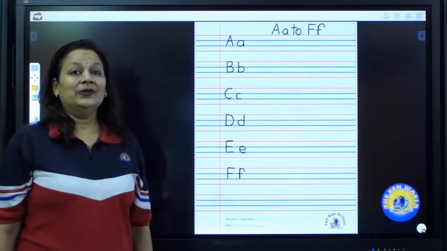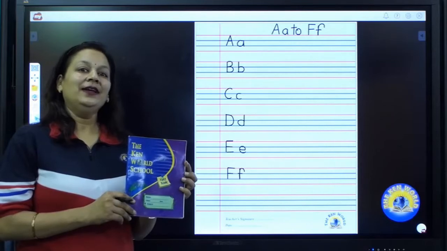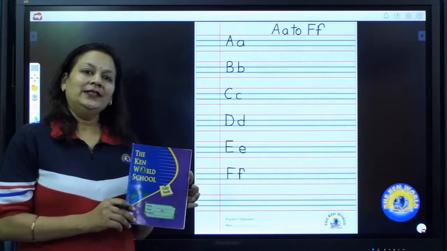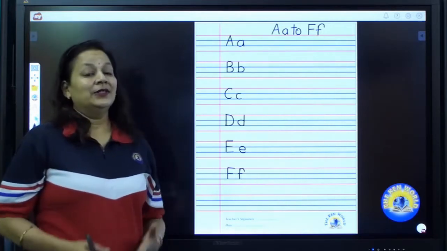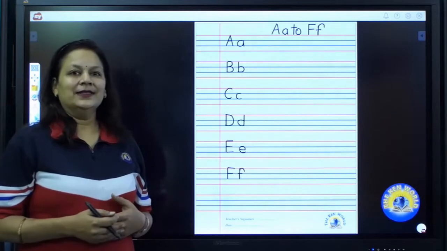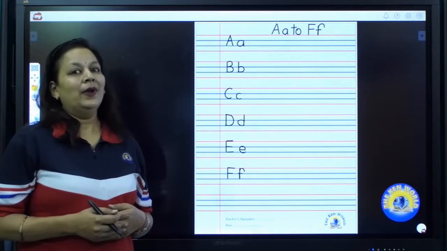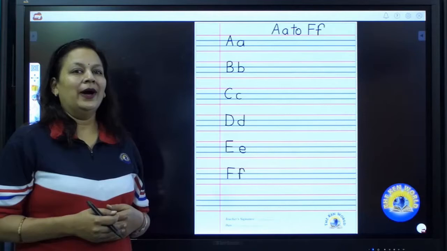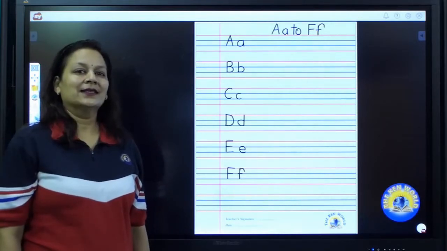Now take out your English notebook. Get ready with your English notebook. Have you all taken out your English notebook? Now take out your pencil and eraser. Open your English notebook. Open a blank page. Now sit properly with your back straight and hold your pencil like this.